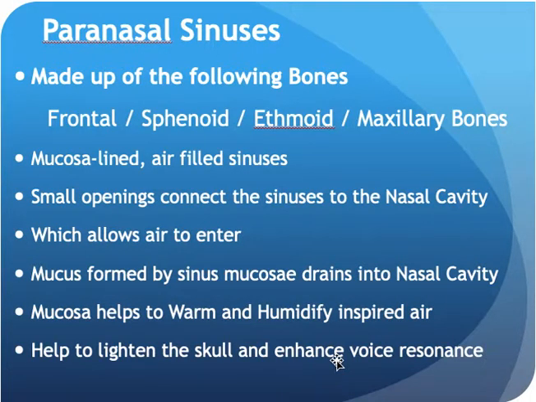They're going to be made up of the following bones: frontal, sphenoid, ethmoid, and our maxillary bones. These are also going to be mucosa-lined, air-filled sinuses. This is where you get a cold or you have a lot of allergies and you start to feel really congested. These are the parts that are going to start to feel really, really pressure-filled. Small openings are going to connect the sinuses to the nasal cavity, and then we're going to allow air to enter.